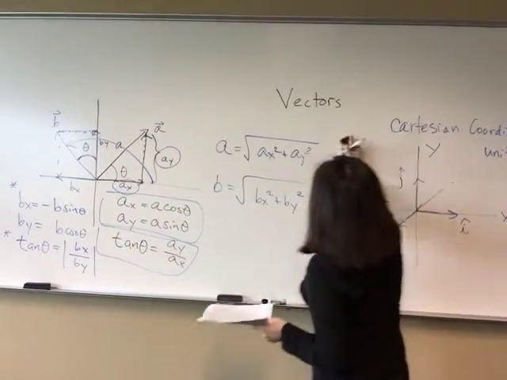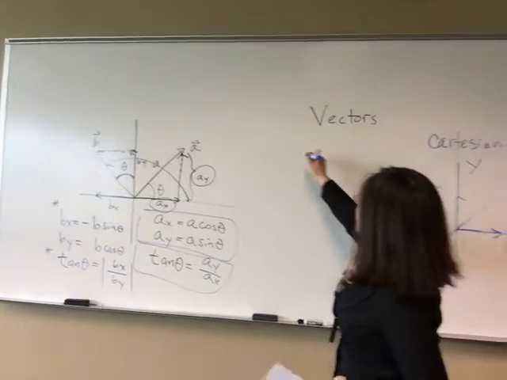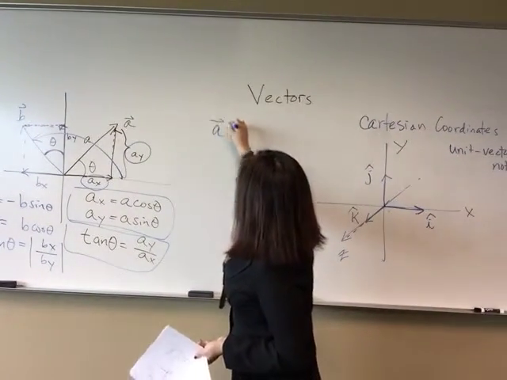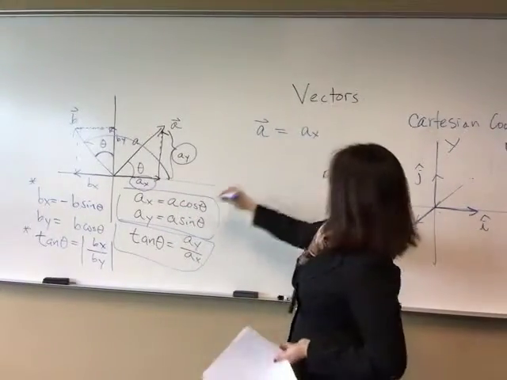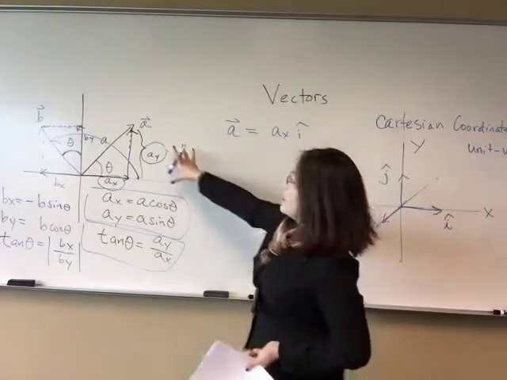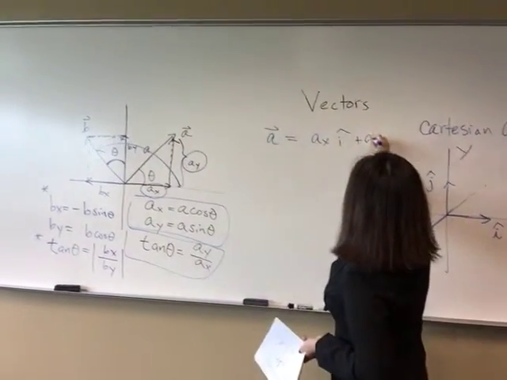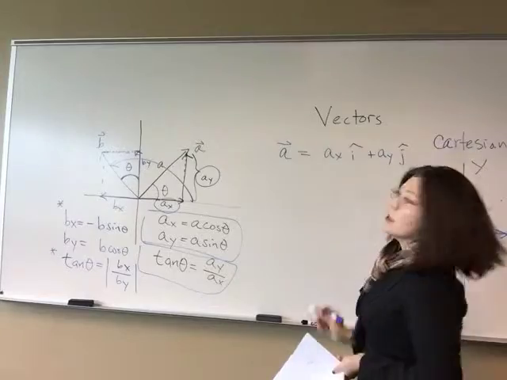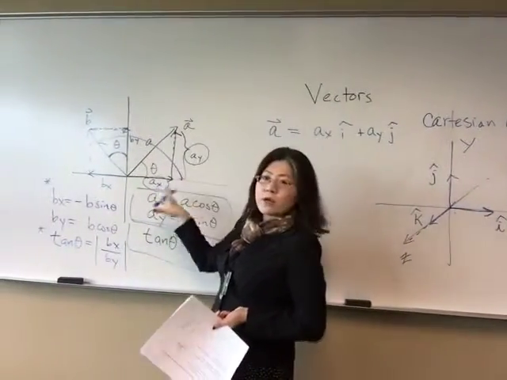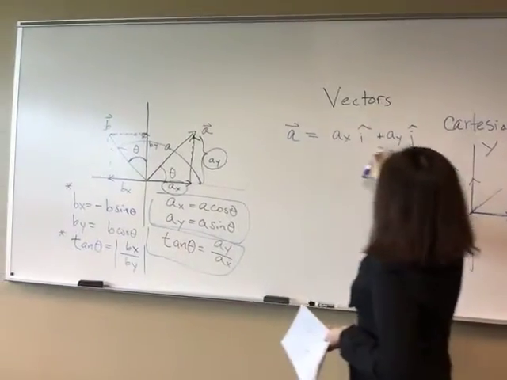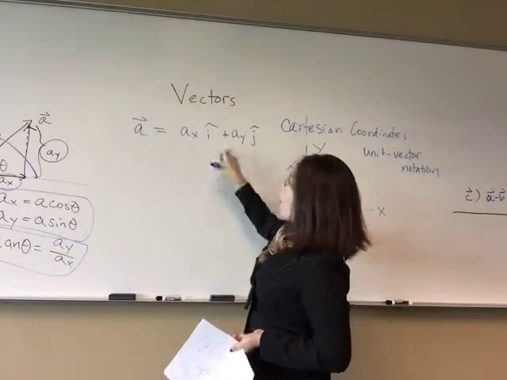And so I'm just going to write it here. In this case, your vector A is equal to a sub x, which is positive, so you have i hat, and the y component is also positive, so you have plus a sub y, and then j hat. So this is your vector A that has the x and y components, okay? And they both are in the first quadrant, so they are all positive.